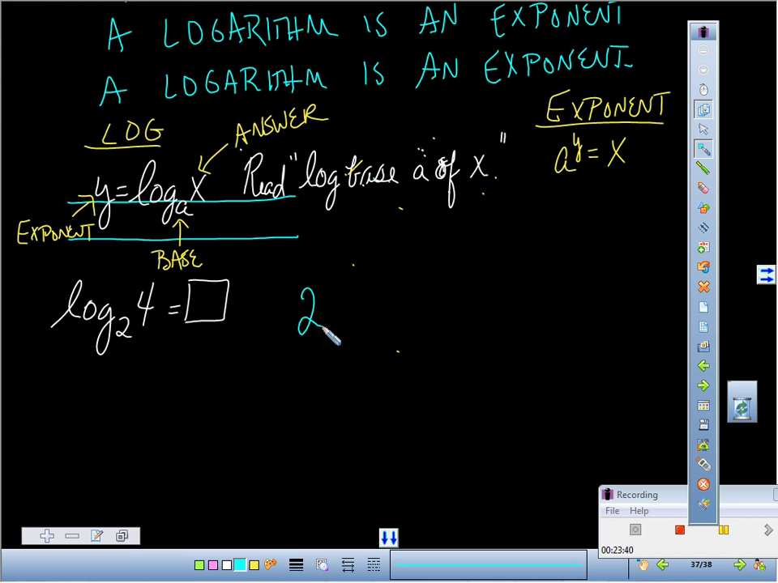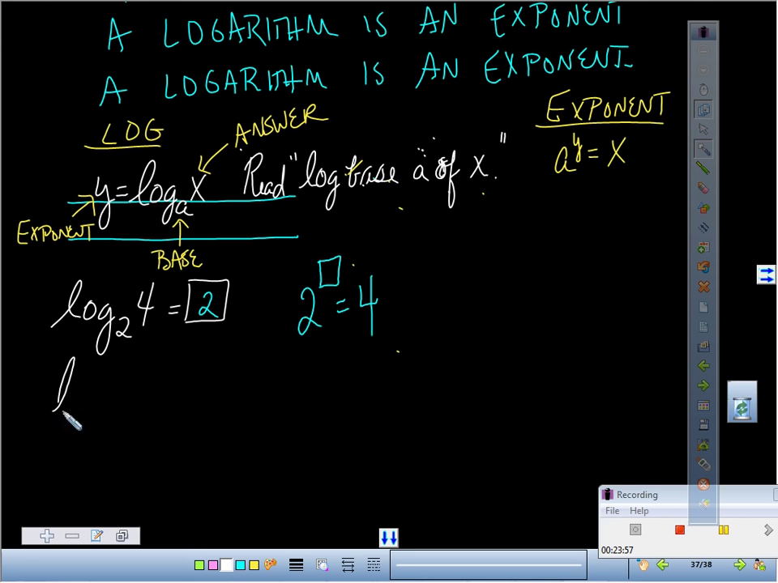Right, 2. What's my exponent? Yeah, we don't know. It's equal to, what's my answer? So 2 to the, what power is equal to 4? So log base 2 of 4 is 2. Perfect. All right, my next one. Log base 2 of 32.